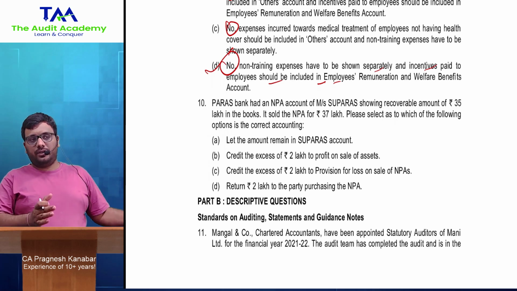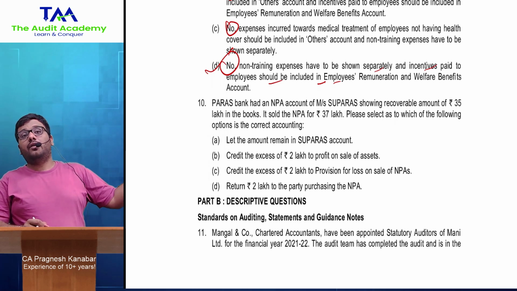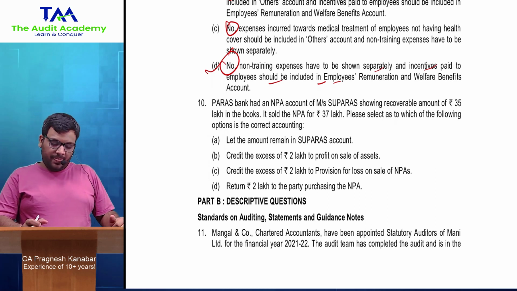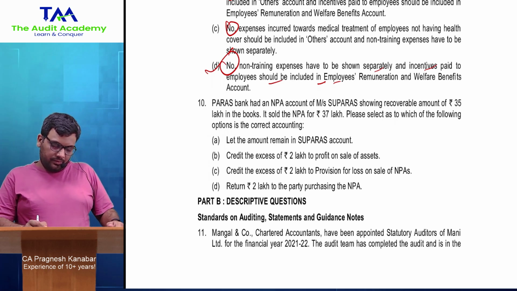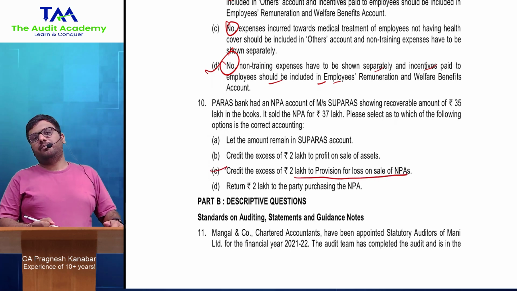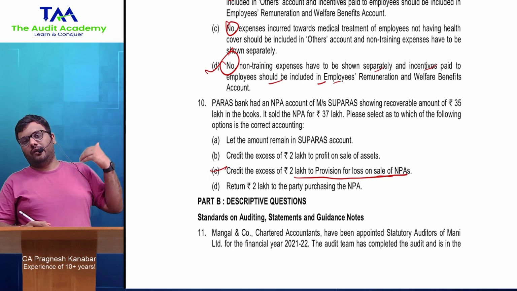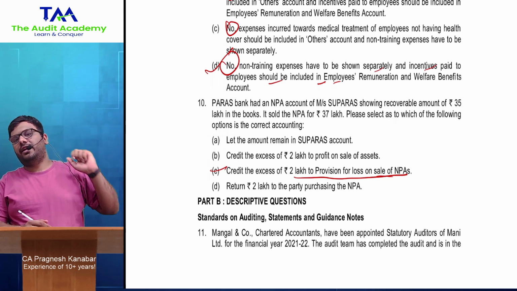You have to keep it as a reserve, as a provision in future, to set it off for further losses on sale of NPA. All right. So please select which of the following options is correct. Credit the excess of rupees 2 lakh to provision for loss on sale of NPA, because in future, if there is any loss on sale of NPA, then this 2 lakh will be used to first set it off, and then the excess loss will be debited to P&L.